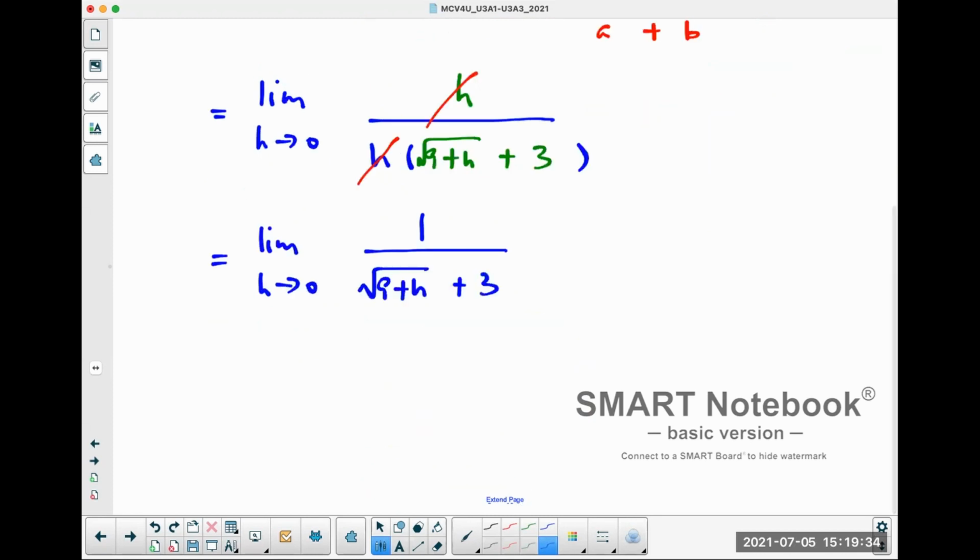That's your final answer. Except now that h is so small, it's like 0. Well, if this is 0, then this is the square root of 9. Square root of 9 is 3. 3 plus 3 is 6. So the final answer is 1 over 6. And this is your slope of the tangent.